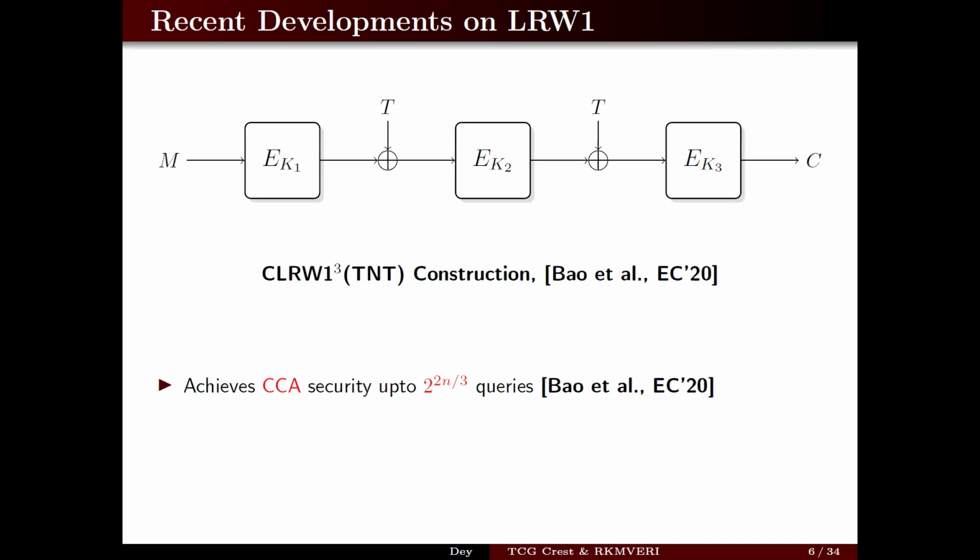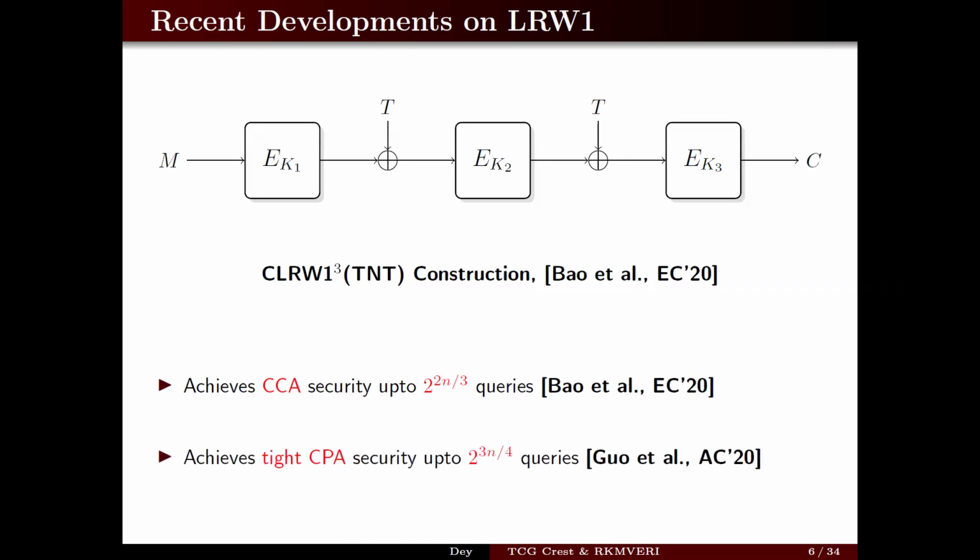Surprisingly, until the year 2020, there was no extension of the LRW1 construction. First, in Eurocrypt 2020, Bao et al. extended LRW1 to 3 rounds, that is, 3-round cascading LRW1, which is popularly known as the TNT construction. The authors have shown that TNT achieves CCA security for up to 2^(2n/3) queries.